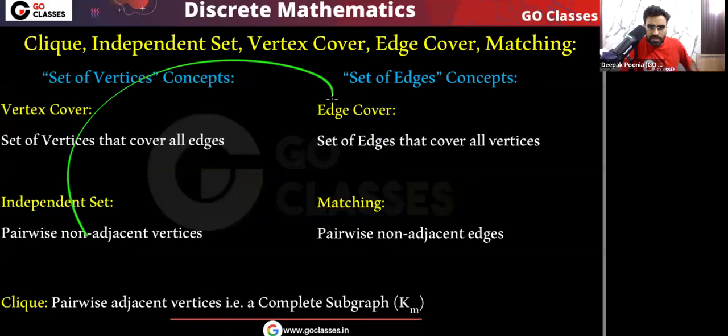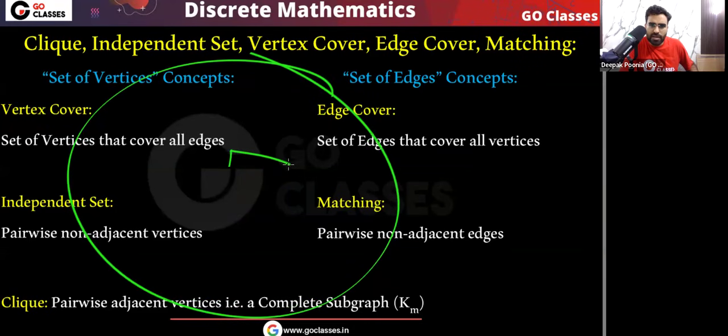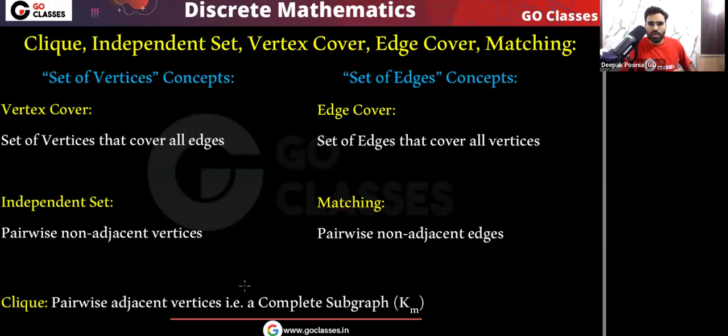So remember, this is your graph G. In this graph G, a complete subgraph is a clique. Okay, very simple. So for example, you can see this is a clique because this is a complete subgraph K3. You can see this is a clique because this is complete subgraph K4, and every edge is a clique because this is complete subgraph K2. Every vertex is a clique because it is complete subgraph K1. Okay, very simple. So I hope you understood.